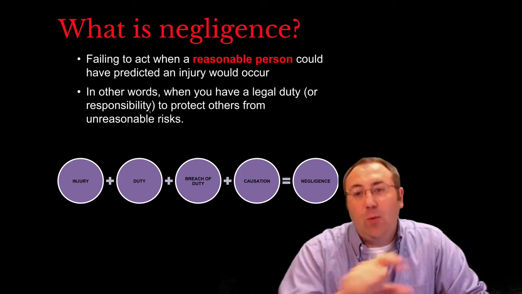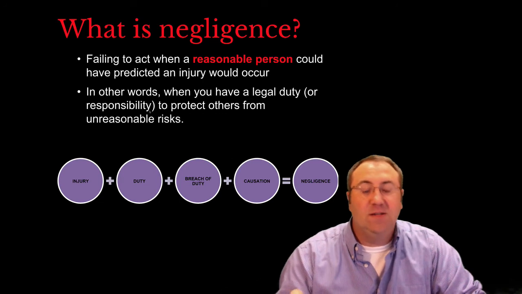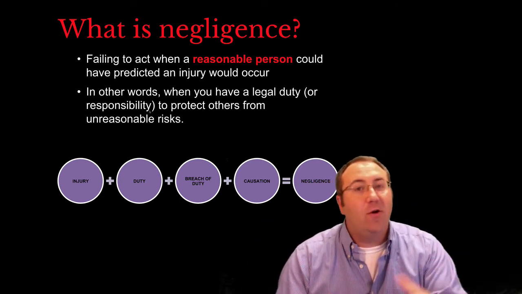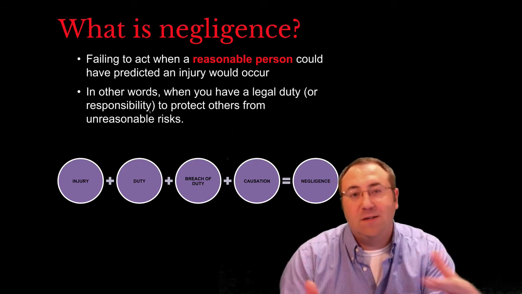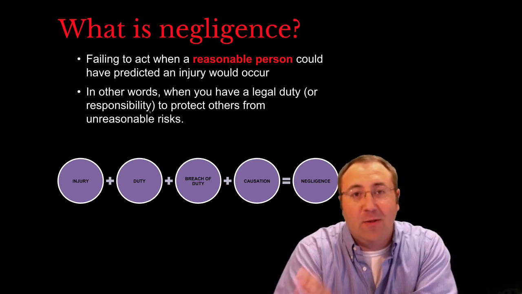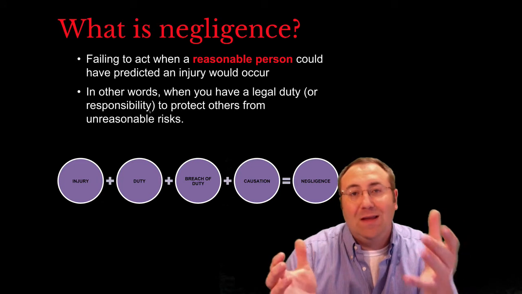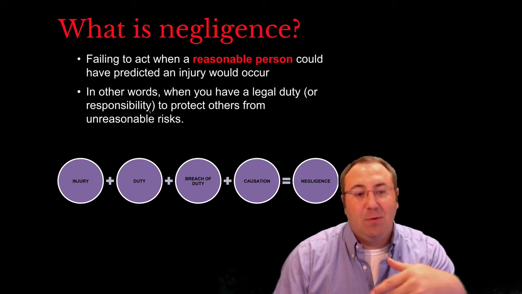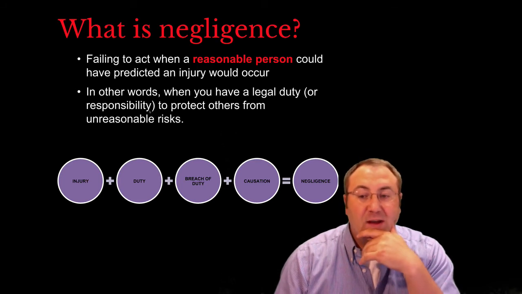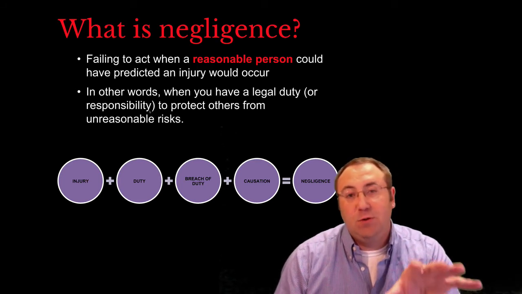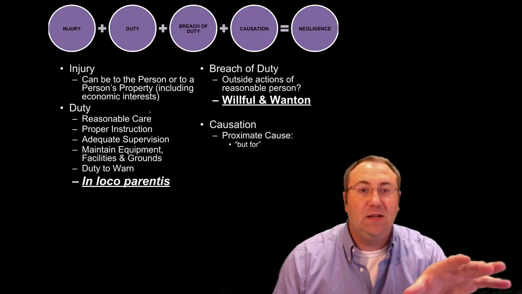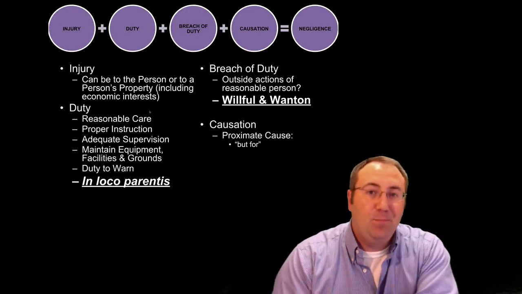Now, how do we know whether or not negligence occurs? We have this beautiful 4-part test to determine whether or not negligence has happened. And this 4-part test has been developed and long used by the courts. And so we have this really easy, simple packaging of what it is that makes negligence happen. It's those circles down there at the bottom. Injury plus duty plus breach of duty plus causation is equal to negligence. So let's take a little bit of a deeper dive into those components.